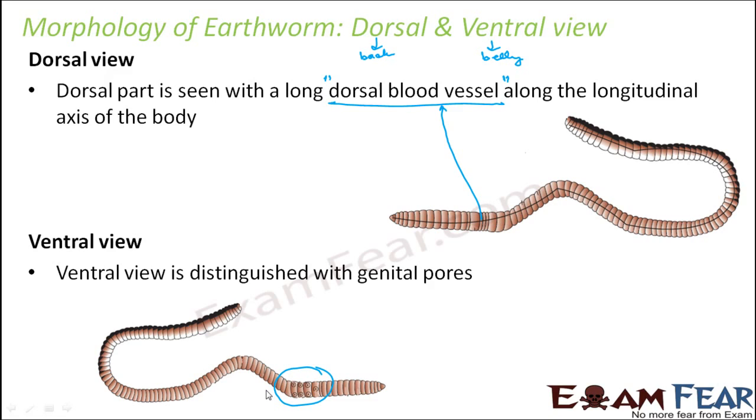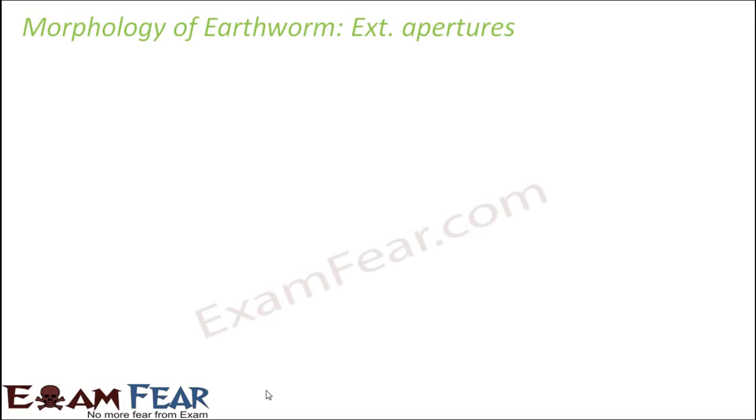So whenever you want to distinguish which is the dorsal side and which is the ventral side, look for the genital pores. That will be the ventral side. Look for the dorsal blood vessel. That would be the dorsal side. We will now talk about the external apertures. There are quite a few external apertures present on the body of the earthworm. Now, one example I just gave was the genital pores.